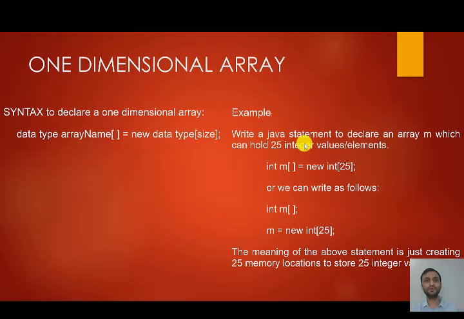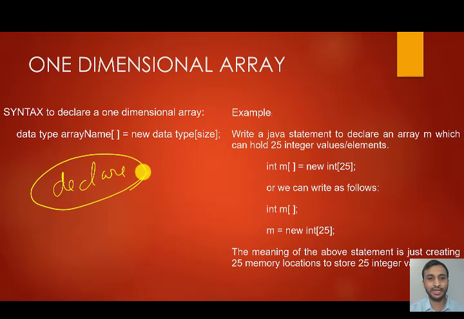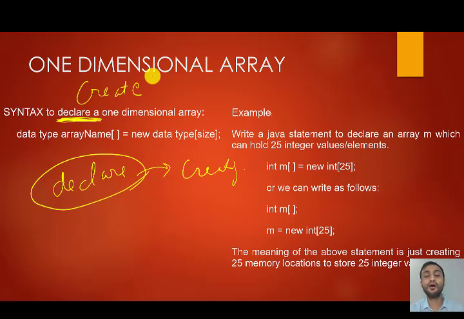So now let us come to one-dimensional array. Now we'll understand how to create an array. If you remember, in chapter 3 class 9, we studied how to declare variables. You already know the word declare. Declaring variables means creating variables. Similarly, here we are going to declare an array, that is create. We'll understand how to create an array, and in this case we are creating a one-dimensional array.